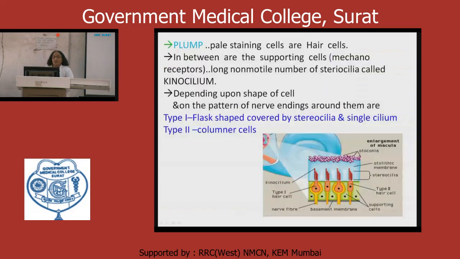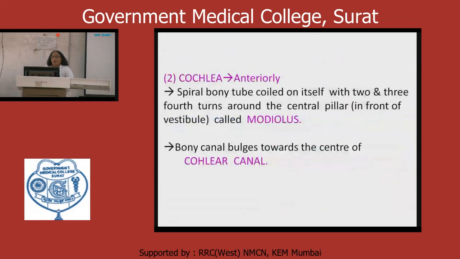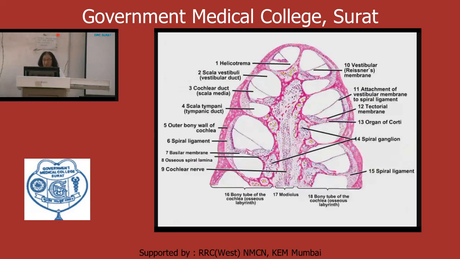Cochlea, the spiral bony tube coiled on itself with 2 and 3/4 turns around the central pillar. In the front of the vestibule, you can see in the diagram the central portion, which is called the modiolus. The central pillar is the modiolus.